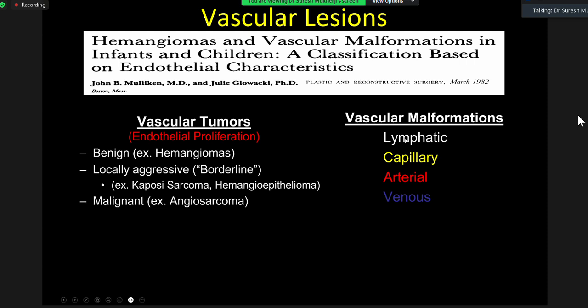Now, what about vascular malformations? Vascular malformations are divided into four areas: lymphatic, capillary, arterial, and venous. What separates these out is that there is no endothelial proliferation. They're not necessarily static, because these tend to grow as you get older.